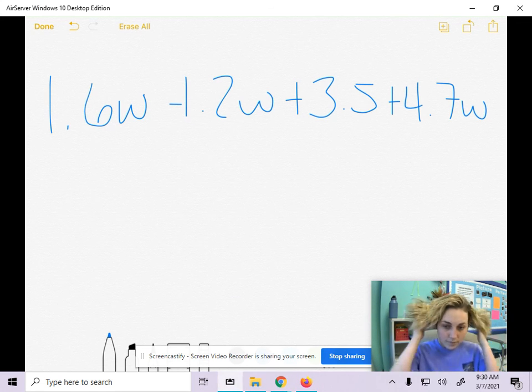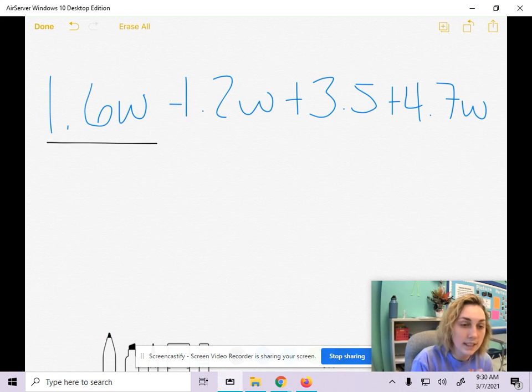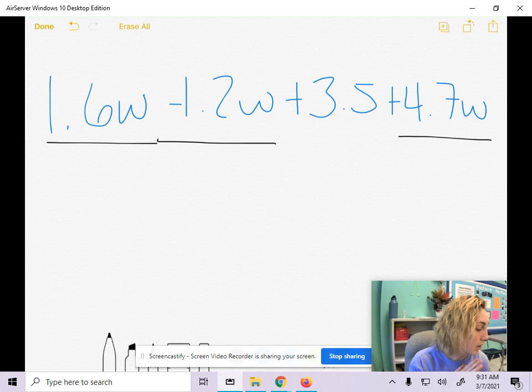Alrighty, so again, the only like terms we have here is, well, first you need to identify those. Those are 1 and 6/10 w. We're going to subtract that by 1 and 2/10 w. Both again have the same term, which is w. And then one more has the same term, which is 4 and 7/10 w. So what we can do is we're going to have 1.6 w. We're going to subtract that by 1 and 2/10 w, because when you simplify an expression, you work from left to right, just like how you would read.